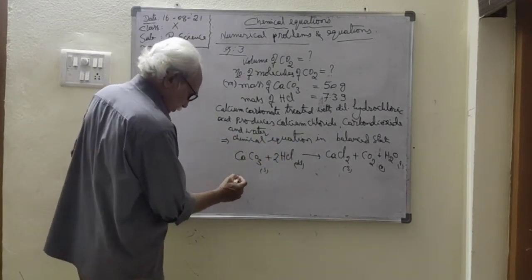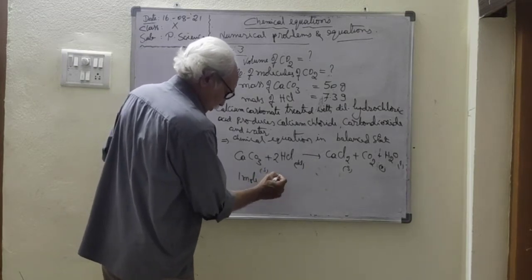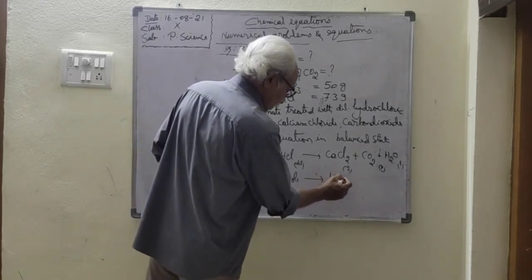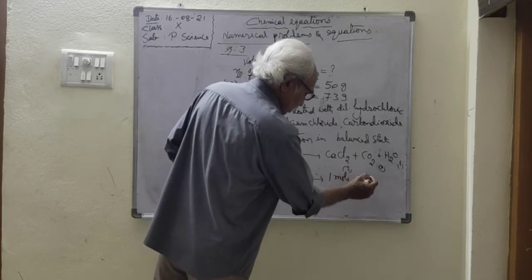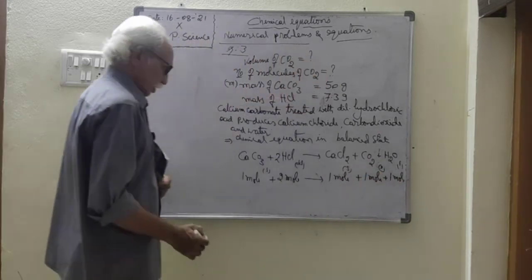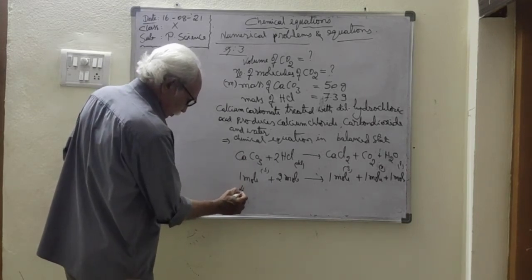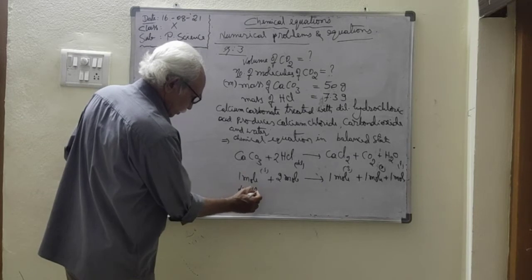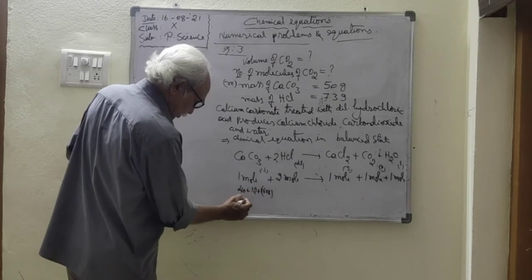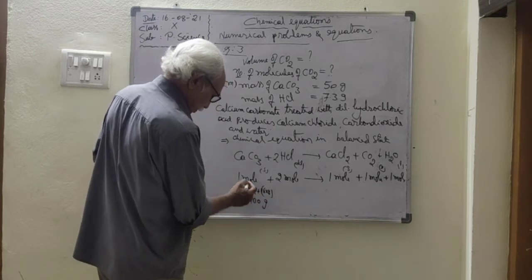According to this equation, 1 mole calcium carbonate reacts with 2 moles HCl and produces 1 mole calcium chloride, 1 mole carbon dioxide and 1 mole water. This is the relation. Here 1 mole calcium carbonate means calcium atomic weight 40 plus carbon 12 plus oxygen 16 into 3, total is equal to 100 gram. So 100 gram is equal to 1 mole.